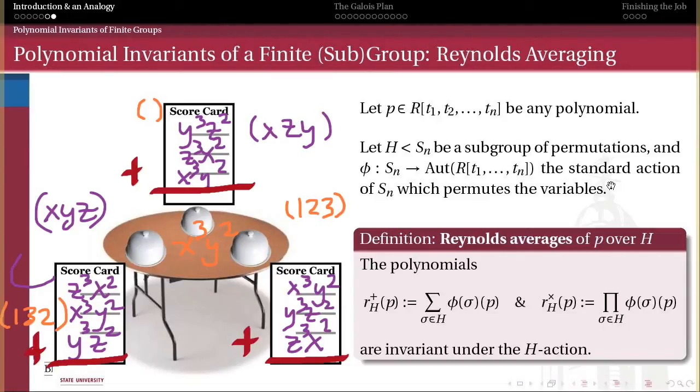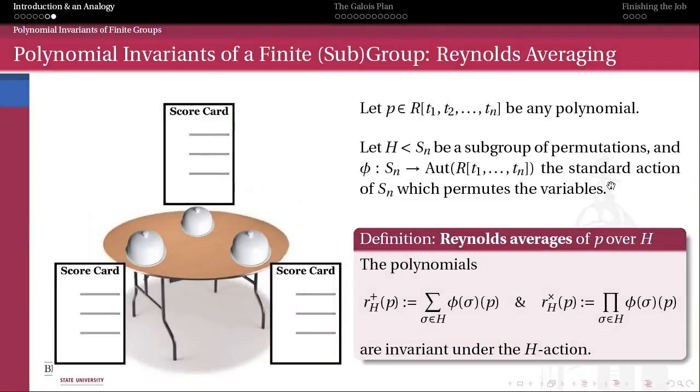And so what we get is something called a Reynolds average. This process is called Reynolds averaging, and really it amounts to adding up the orbit of a polynomial along the action of every element of a permutation group. So we can add them all up and we get something that's invariant under the action of that subgroup of permutations. We also have the option, if we choose to use it, of multiplying instead of adding. So there's no reason that I have to sum here. Instead, I could choose to do a product, and I would still get something which was symmetric under the action of our subgroup of permutations. So this is a technique that we're going to use to help us build up some symmetric polynomials.